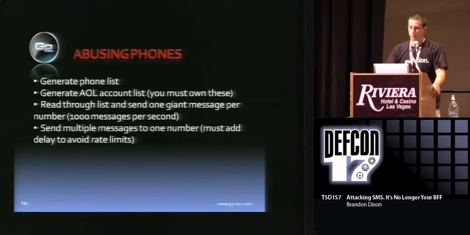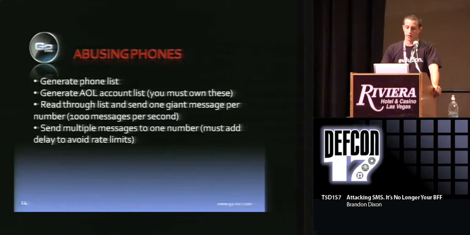So now, moving on and abusing phones with all of this, you can effectively generate a phone list. You have whatever number you want. When I was doing my initial testing, I generated numbers for my local area codes, both the 443 and the 410, to have everybody's number, whether they were a cell phone or not, in that list.